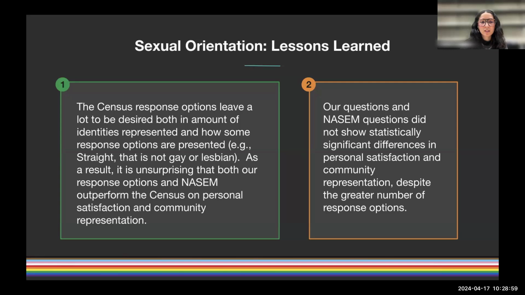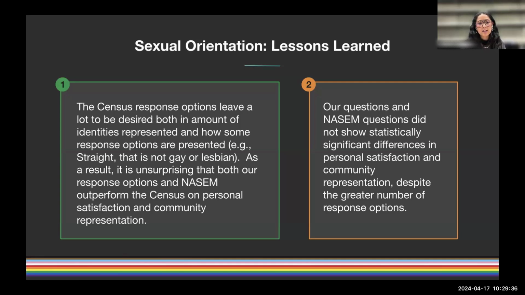One of the reasons that we posit might be the difference for the lack of difference between ours and NASEM is that we would expect the biggest differences among the groups that we added. So pansexual, asexual, queer. However, that's a relatively smaller proportion of the LGBTQIA population as currently is identified. And so it might not be reflected in the mean. Unfortunately, we're underpowered for subgroup analysis to further explore this, but it's something that we considered when we were looking at the results.